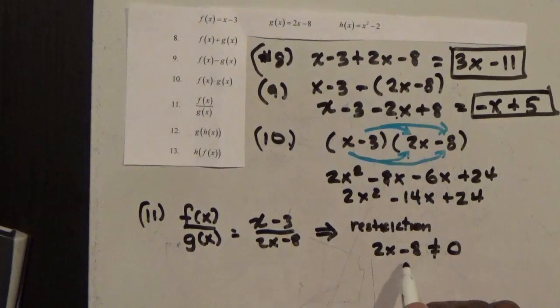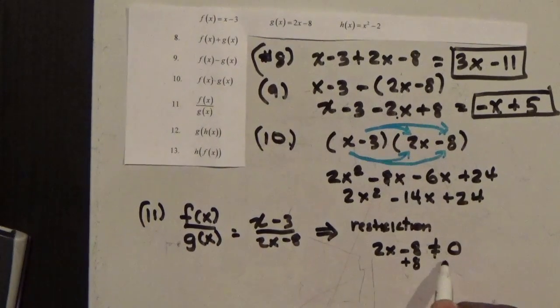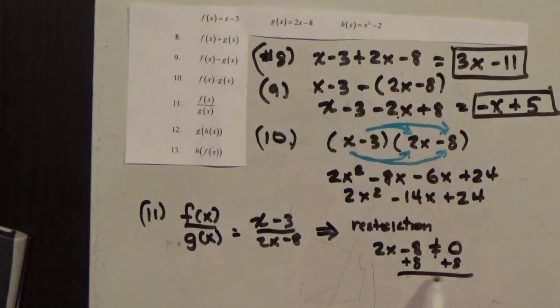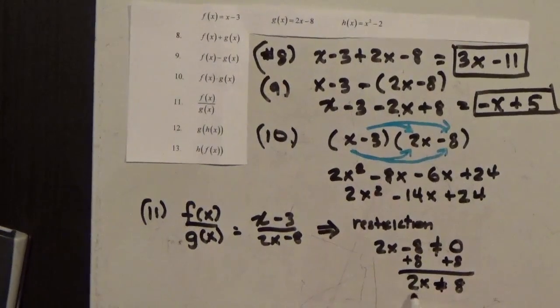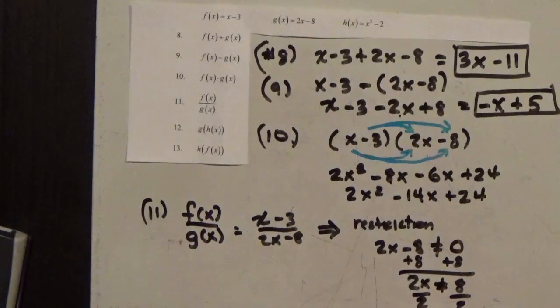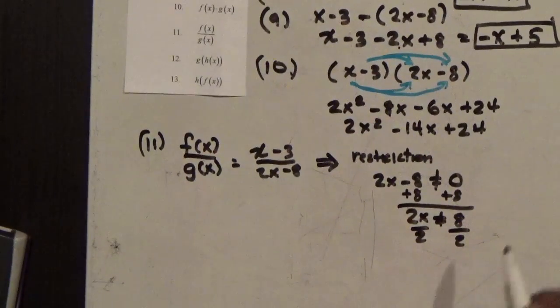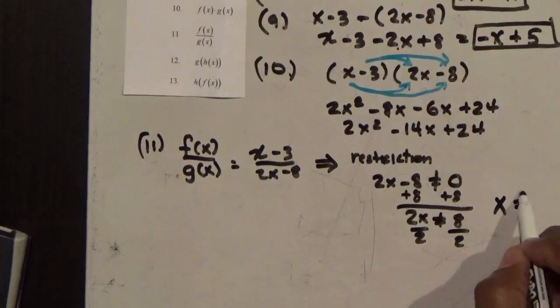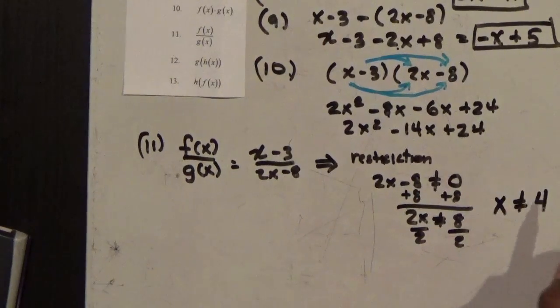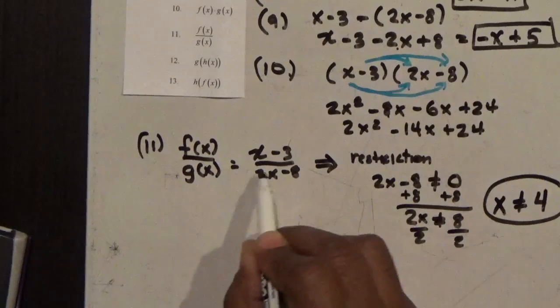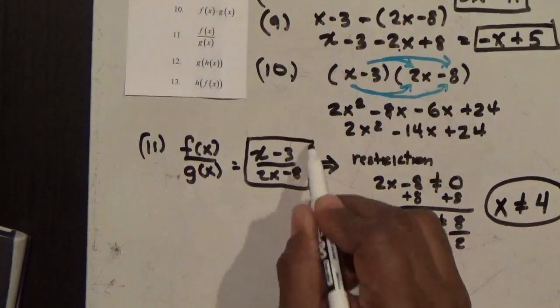To do that, we finish solving. Plus 8. 2x is not going to be equal to 8. Divide both sides by 2. And x cannot be equal to 4. So that's part of this division. Before, all we did was that.